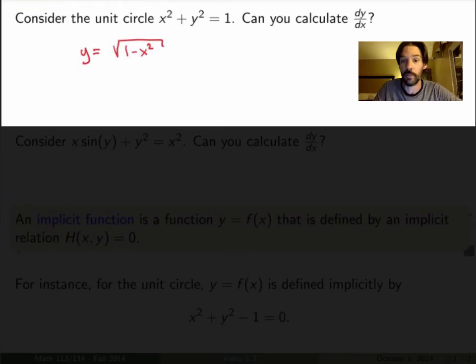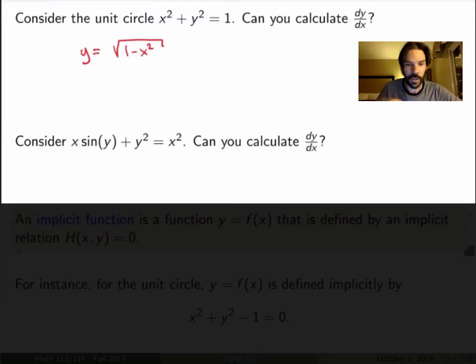This is the square root of a function, so I could use the chain rule here to calculate it, and I would get the derivative of y with respect to x. That was great, but suppose I give you the following crazy looking function. I give you an equation, x times sine of y plus y squared is equal to x squared, and I ask you to calculate the derivative dy with respect to x.